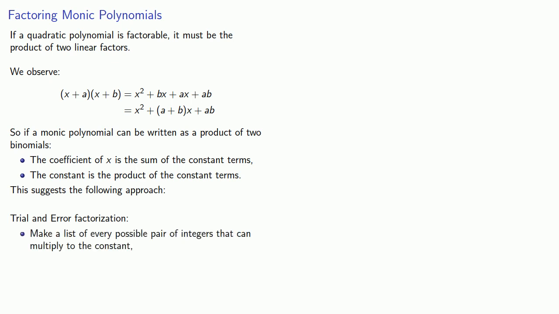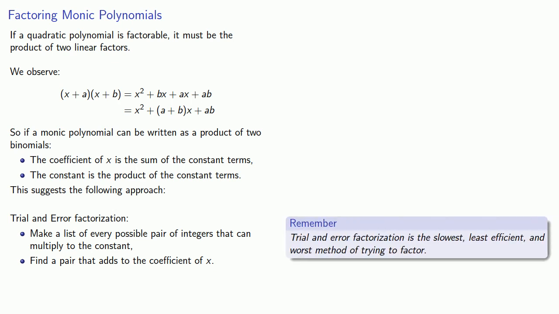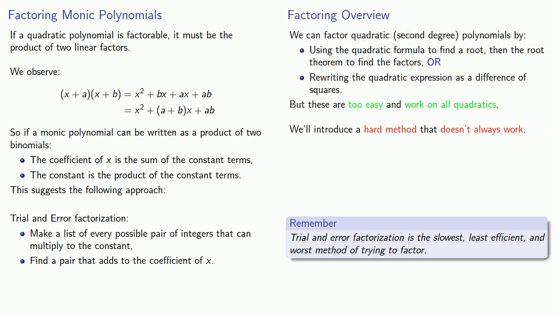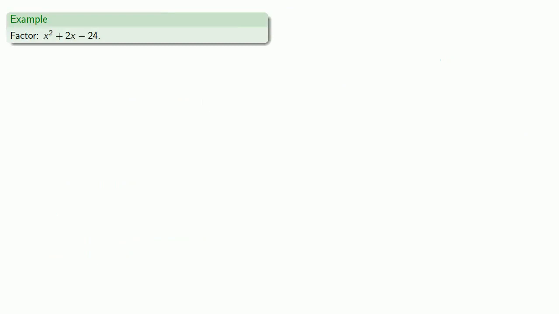First, make a list of every possible pair of integers that can multiply to the constant, and then find a pair that adds to the coefficient of x. Now, fair warning, trial and error factorization is the slowest, least efficient, and worst method of trying to factor. So if you don't want to use the quadratic formula, if you don't want to rewrite things as a difference of squares, what you're going to have to do is a lot of extra work. How bad is it? Well, let's try it out.